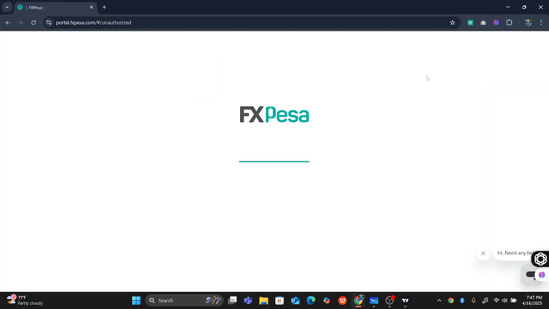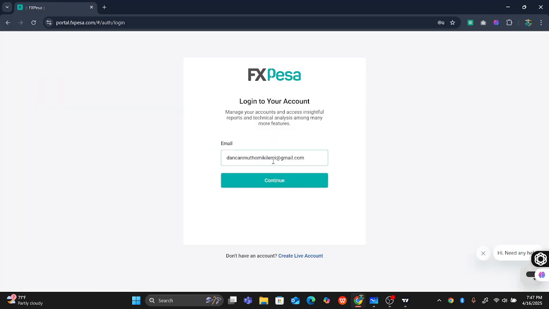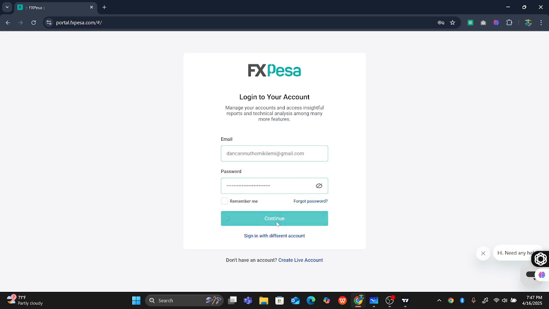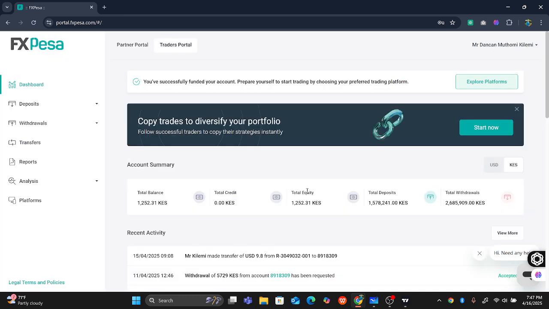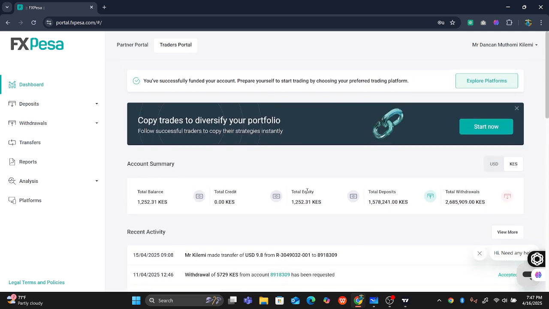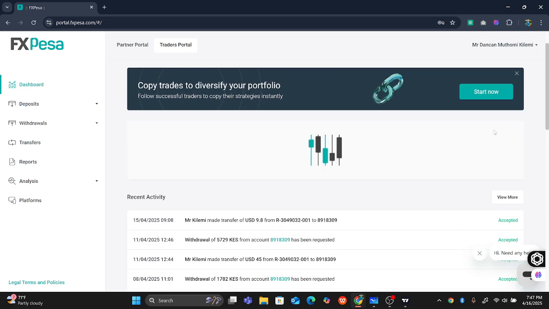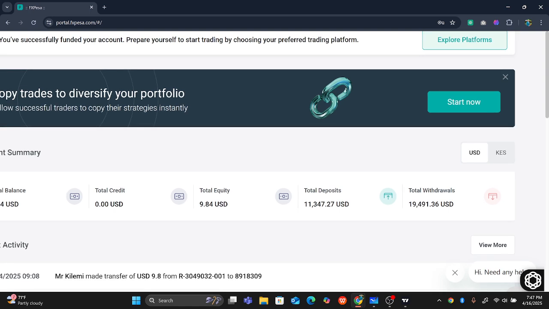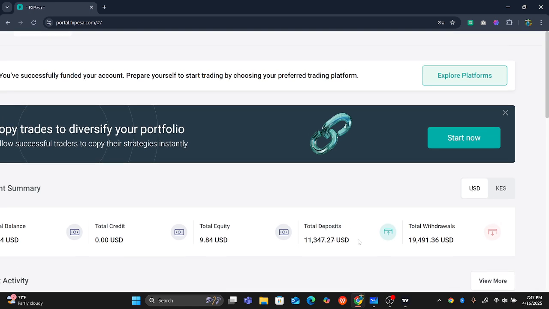This is FXPesa, one of the brokers in Kenya. Sorry for that. So this is how it looks. This is in Kenya shillings, so let me put it in dollars so you can see roughly how much I've been able to make from this account. My total deposit in this account is around 11,000. This is a running total: today you deposit 100, tomorrow 1,000, and it continues counting like that.